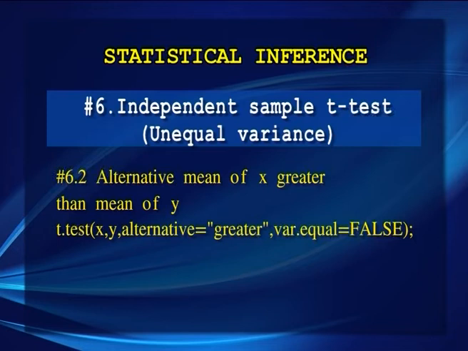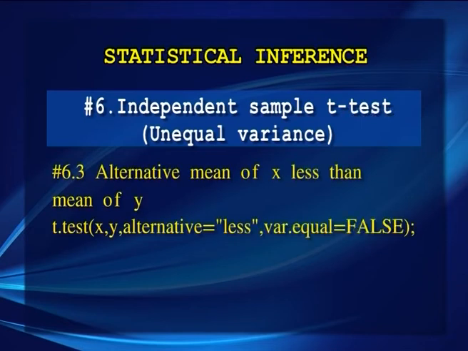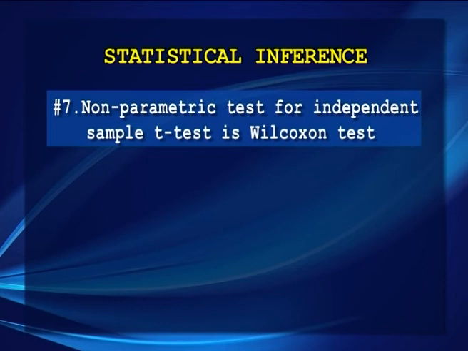alternative = "greater", var.equal = FALSE); If the alternative is mean of x less than mean of y, then the t-test command is t.test(x, y, alternative = "less", var.equal = FALSE); If the parametric t-test fails, then the command for the non-parametric test for independent samples is the Wilcoxon test.